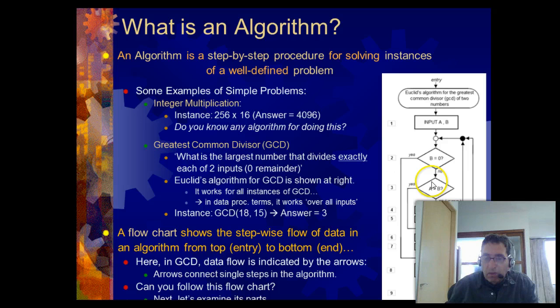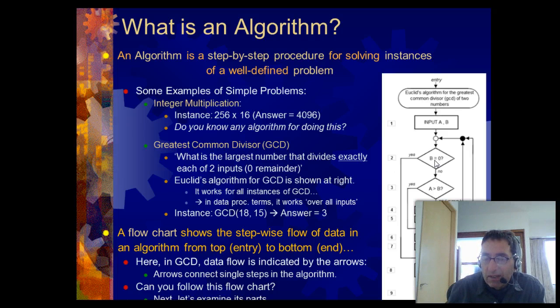So what did we have? A was 10, so is B equal to 0? No. Is A greater than B? Yes, it is now. So now we take 10 minus 2, which is 8. So A now becomes 8. And now we go back here, and this is Euclid's algorithm.